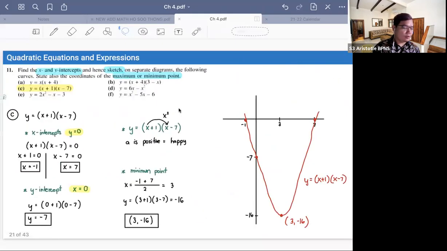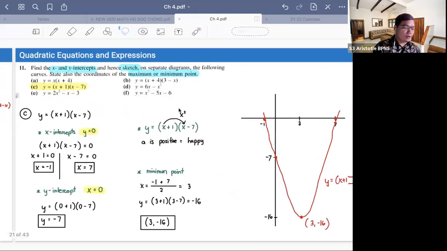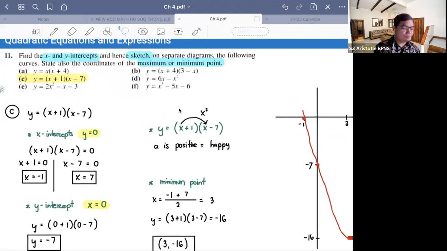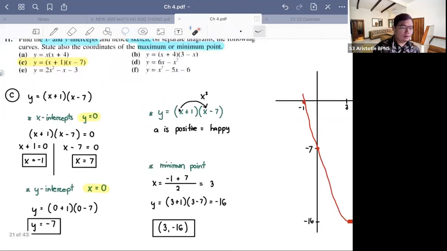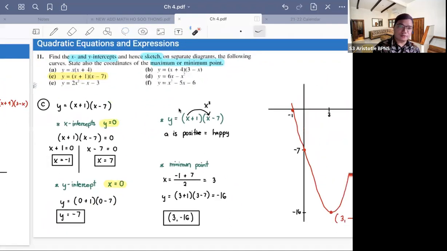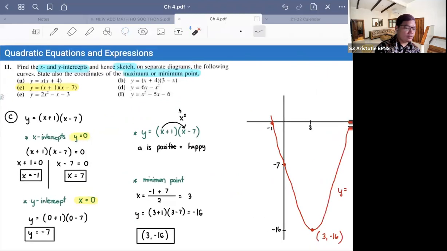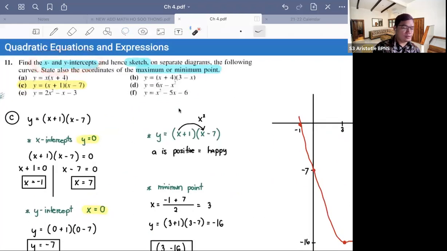Let's go. Number 11, letter C. We're given y is equal to x plus 1 times x minus 7, right? Again, in this question, you need to answer all questions. Class, this is an IGCSE paper. You need to answer all questions necessary because you won't get the full marks. It says find the x and y intercepts, sketch, and find the minimum or maximum point.